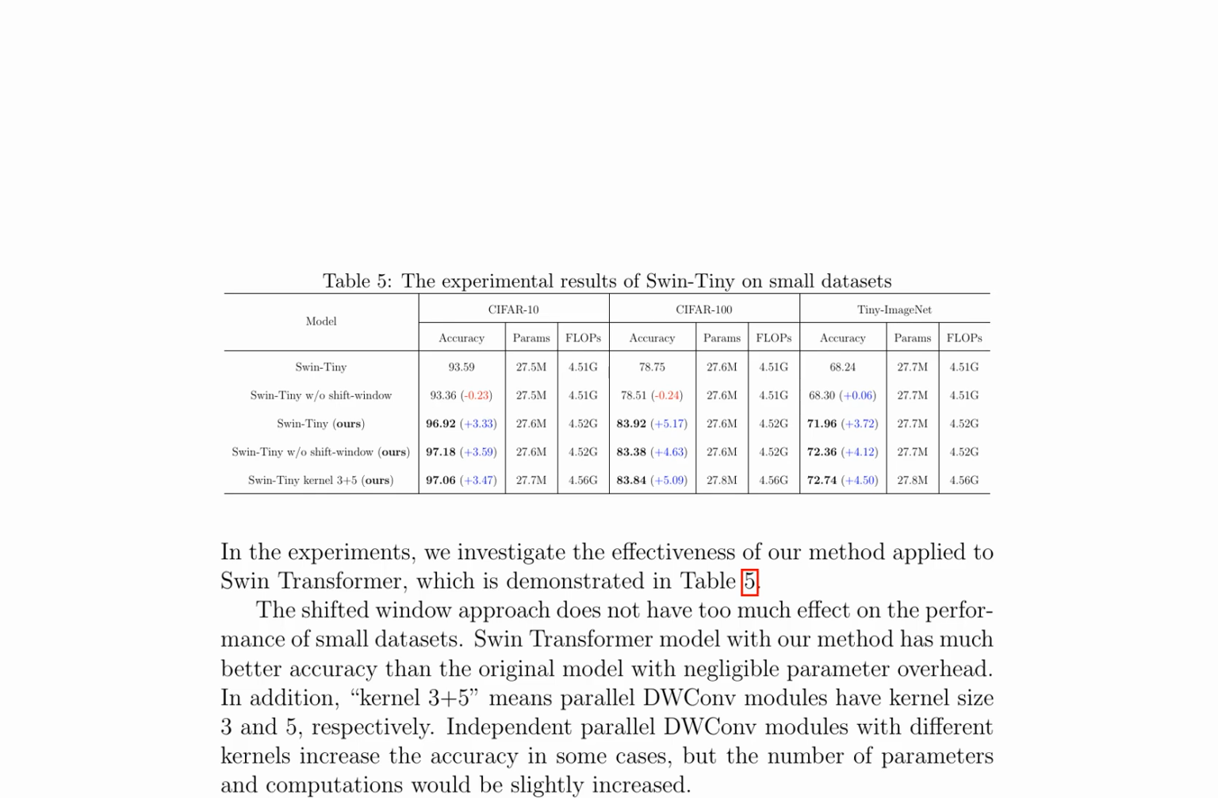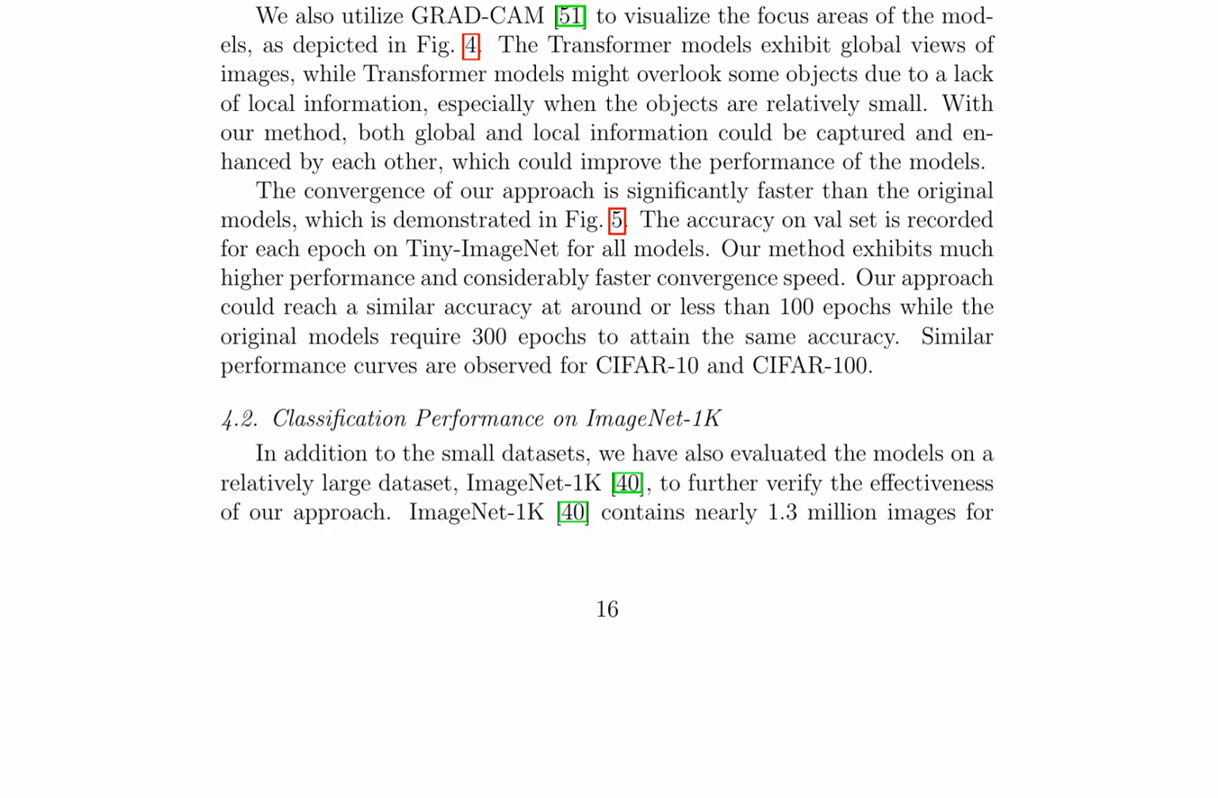Additionally, using parallel DW-Conv modules with different kernel sizes, 3 and 5, further improves accuracy in some cases, albeit with slightly increased parameters and computations. The visualization of focus areas using Grad-CAM reveals that the transformer models exhibit global views of images, while overlooking some objects due to a lack of local information. In contrast, the proposed method captures both global and local information, enhancing each other and improving performance.